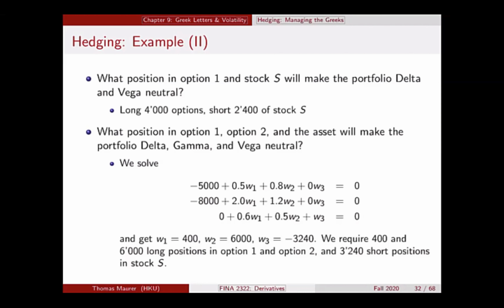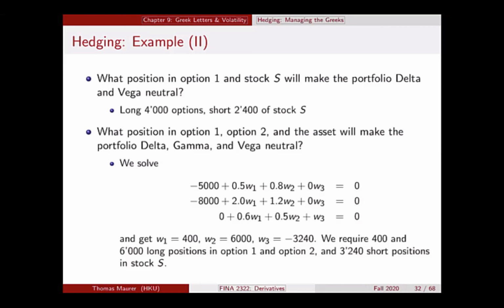And the final equation is for delta. The delta of my current portfolio here is actually 0. Then I add the W1 numbers of option 1 to my portfolio. Each of that option has a delta of 0.6. W2 numbers of option 2, where each of them has a delta of 0.5. And now I also add W3 numbers of stocks to my portfolio, and each of them has a delta equal to 1. Now, all of these gamma, vega, and delta of the new portfolio shall be equal to 0. That means making my portfolio delta, gamma, and vega neutral.